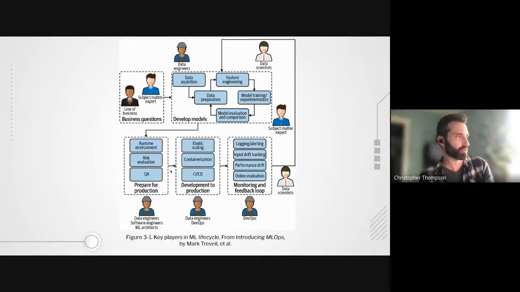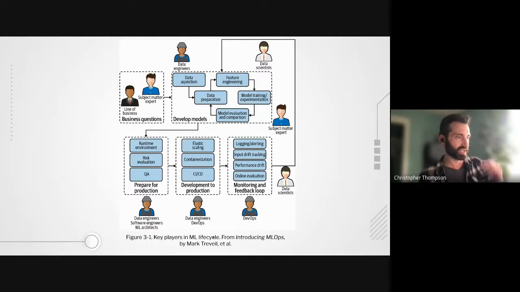All right, so then we go to a runtime environment. We prepare it for production. You have your software engineers, your data engineers, and your ML architects who sit right here. ML architect is a newer role. They need to understand software architecture as well as machine learning very, very well, in order to build out these solutions.